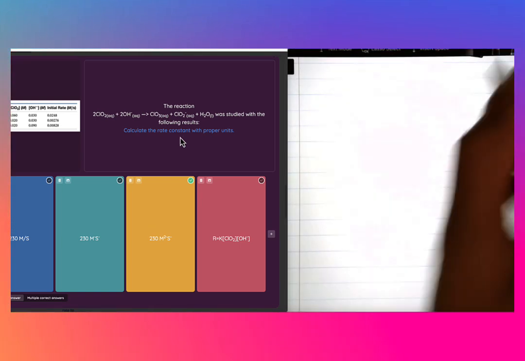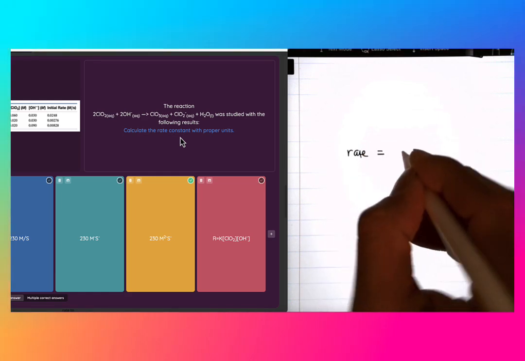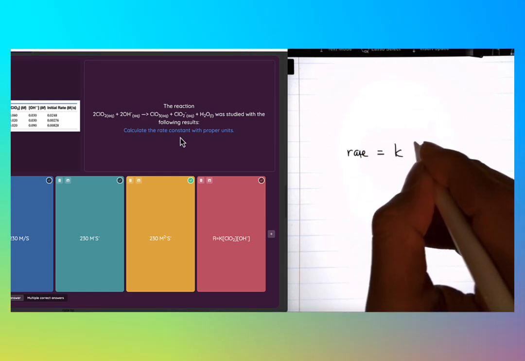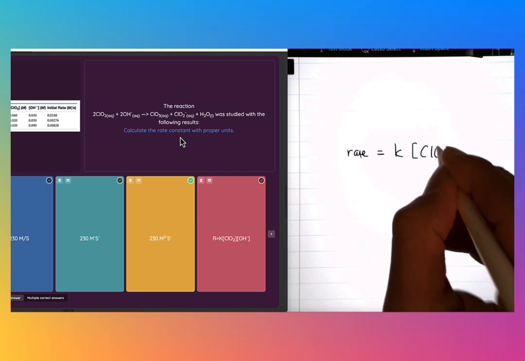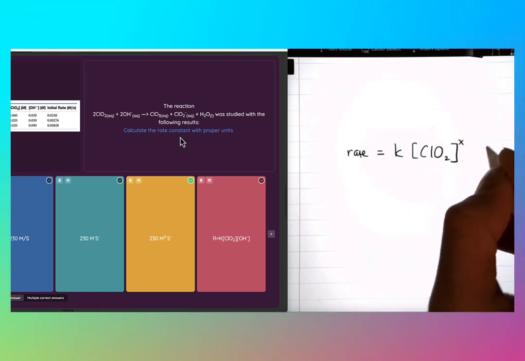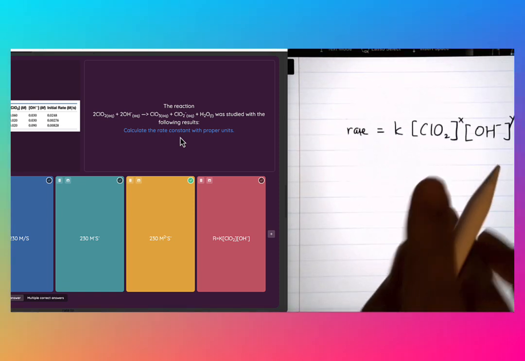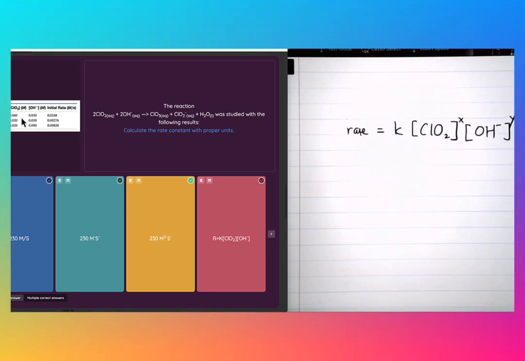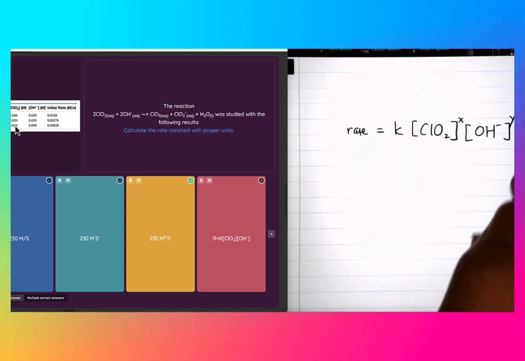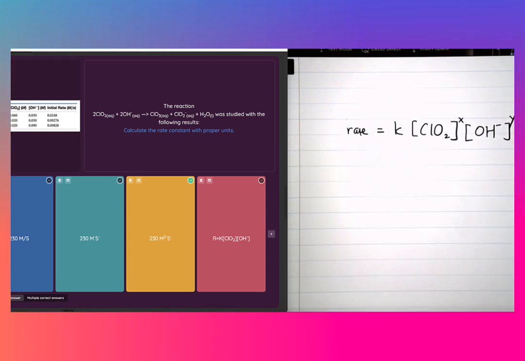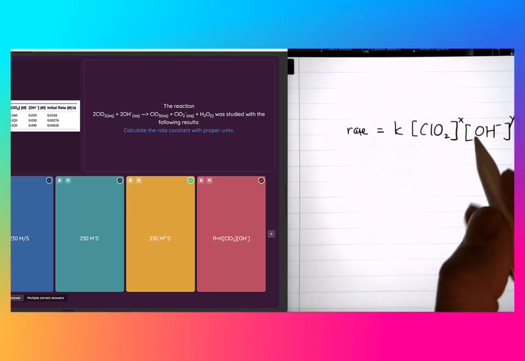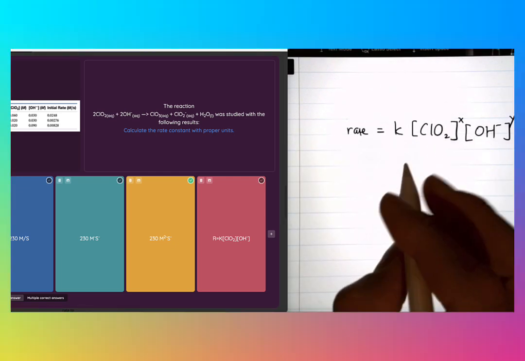So if you start with the rate law, rate is equal to K, and the concentration of one of the reactants, ClO2 to the power of X, and OH minus to the power of Y. So we choose the two experiments whose concentration of one of the reactants is equal, and I see that 0.2 and 0.2. So to find the variable Y, I can start with experiments 3 and 2 so I can knock out the concentration of ClO2.